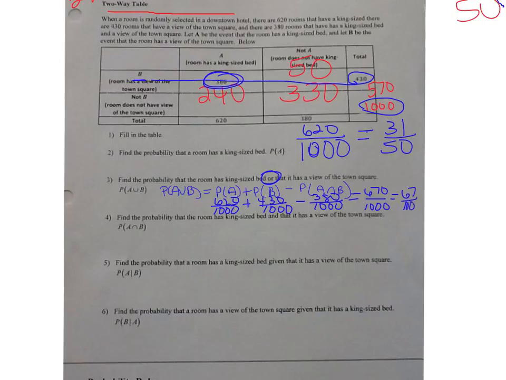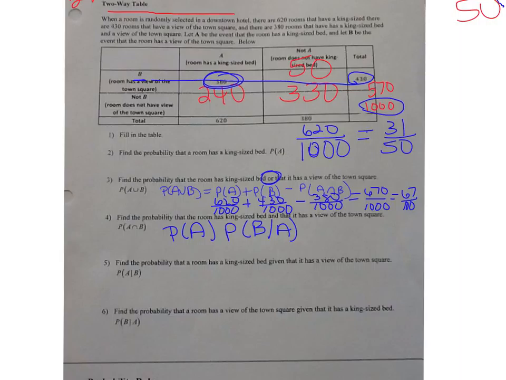Okay, so let's take a look at 4. It's just really reading the chart with the probabilities, but you do have to know these formulas here. Find the probability that the room has a king-size bed and that it has a view of the town square. All right, look at the formula down at the bottom. So I have the probability of A times the probability of B given A. That slash means given A.